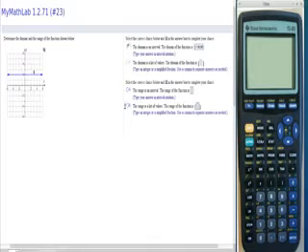for the domain. Obviously this graph extends infinitely left and right, which means that the domain really we're talking about all real numbers. That's what this domain is telling us right here.